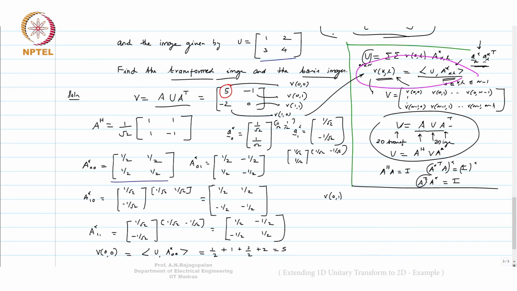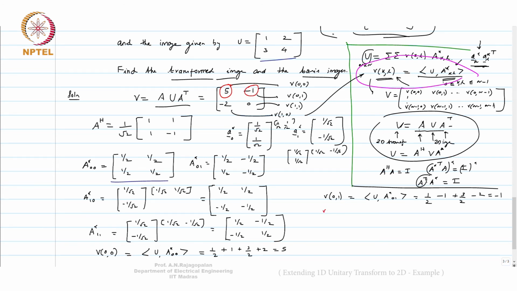So, V01 is inner product of U with A star 0, 1. So, look at A star 0, 1, it is here. So, this will be 1 into 1 by 2, plus 2 into minus 1 by 2, which is minus 1, plus 3 into 1 by 2, so it is 3 by 2. Then 4 into minus 1 by 2, so it is minus 2. So, what do you get? Minus half, 1 and a half, 1 minus 2 is minus 1. Right? Okay. So, that's the same as what you had here for V01.